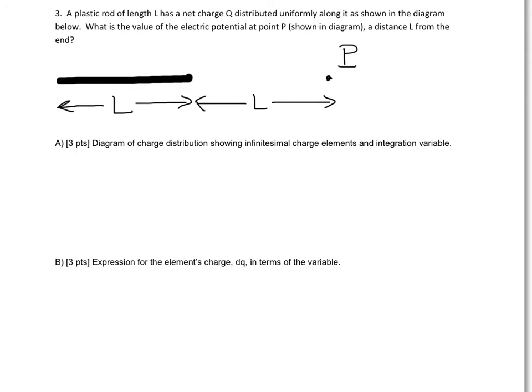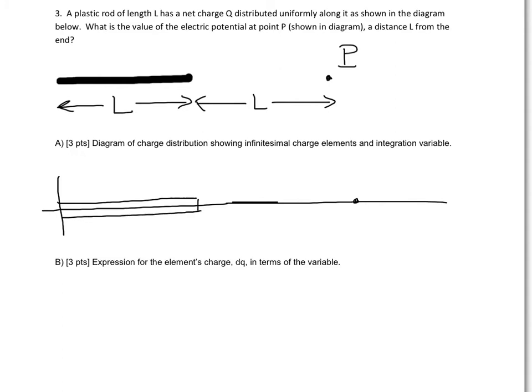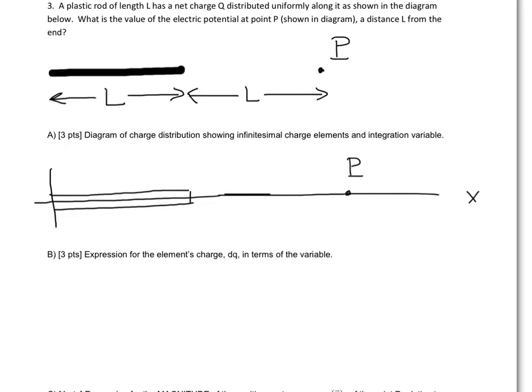Okay? Alright, so in this case I'm going to draw an x-axis here for my point P, and I'll draw a little rod there. There's my point P. Now the integration variable is going to be x. This is the x-axis. I'll put a little charge element right here, charge dq. It has a length dx.